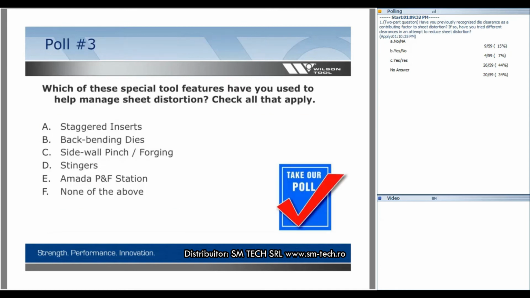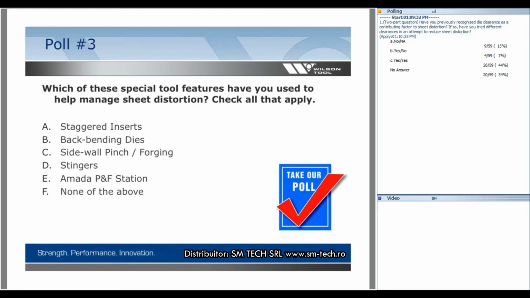I'd like to do a little show off. So of these special tool features, I'm curious how many of you use them to help manage sheet distortion. You should be able to check all of them that apply. So I'm curious who's doing staggered inserts, who might be doing backbending, who's accepted the pinch walls, you know, that shiny sidewall of forging, possibly use stingers. I'm really curious how many people have that Amada P&F station and actually use it. And then we certainly have the none of the above. I hope I don't see a lot of none of the above.